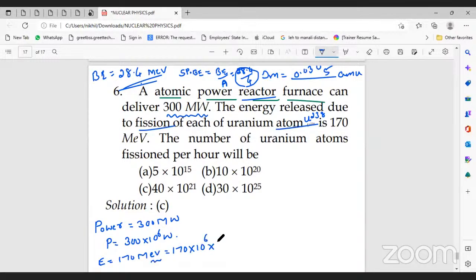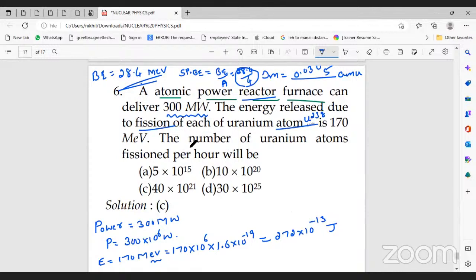How to convert this electron volt to joule? Just by multiplying with 1.6 into 10 power minus 19. So 170 into 1.6. That is how much? 272 into 10 power 6 minus 19, which is minus 13. This is in terms of joule. So this is the energy released.